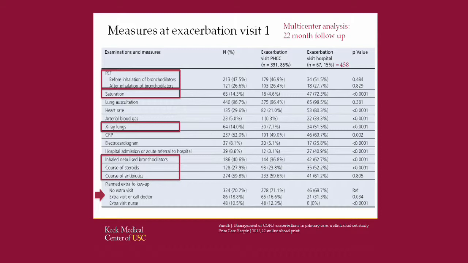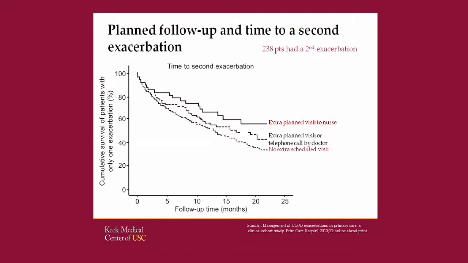But there was a distinct element of planned extra follow-up. Either you had no extra follow-up, you got an extra visit or a call from the doctor, or you got an extra visit with the nurse. What they didn't mention was how closely after an exacerbation this was done. There was a difference. Among the 238 patients who had a second exacerbation, the time to second exacerbation and cumulative survival was better with the patients who had an extra planned visit with the nurse compared to those who had a doctor visit or those who did not have anything.